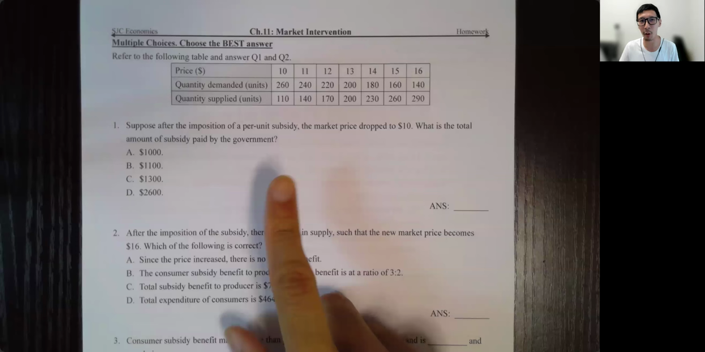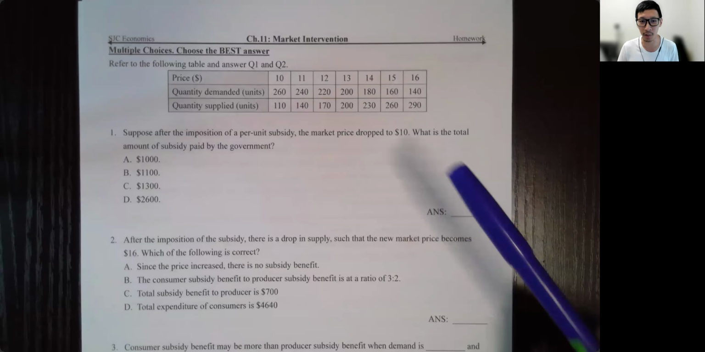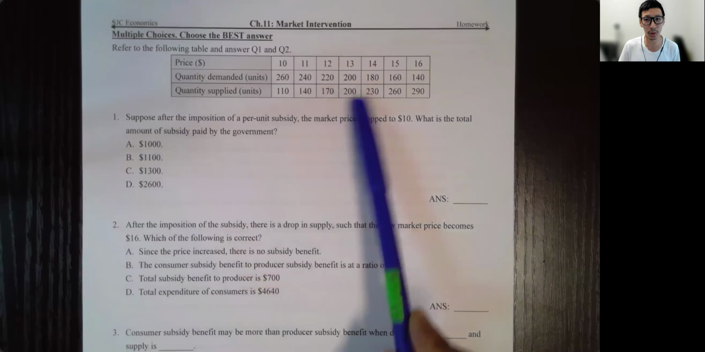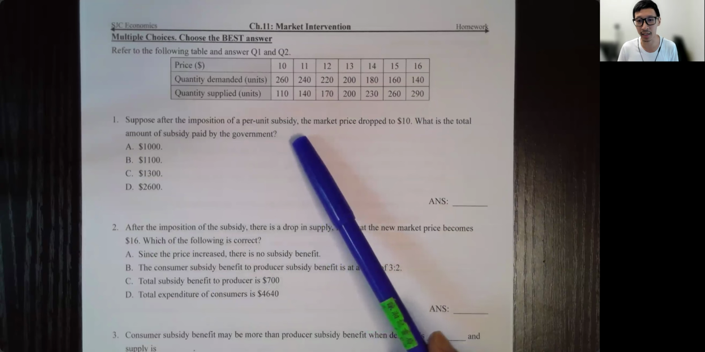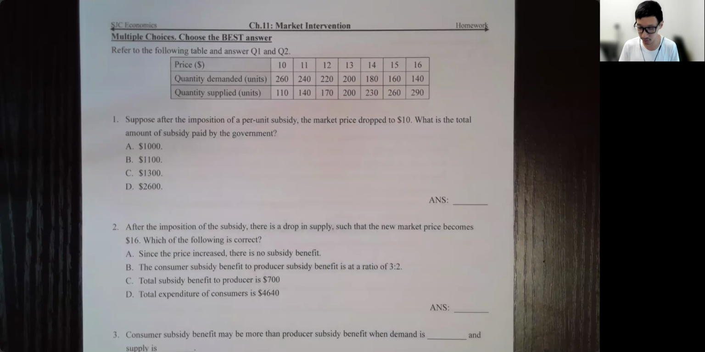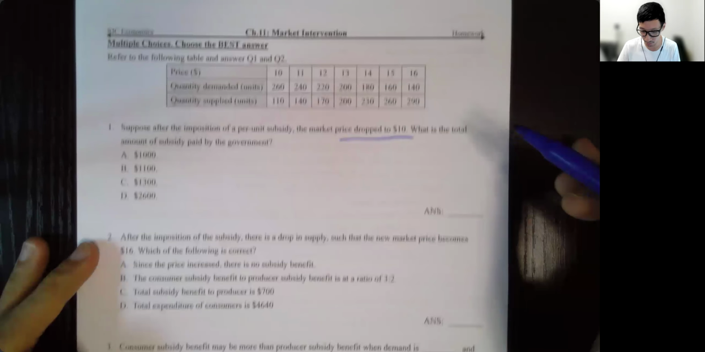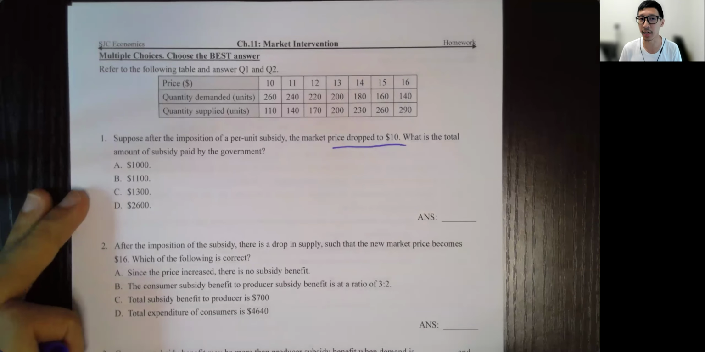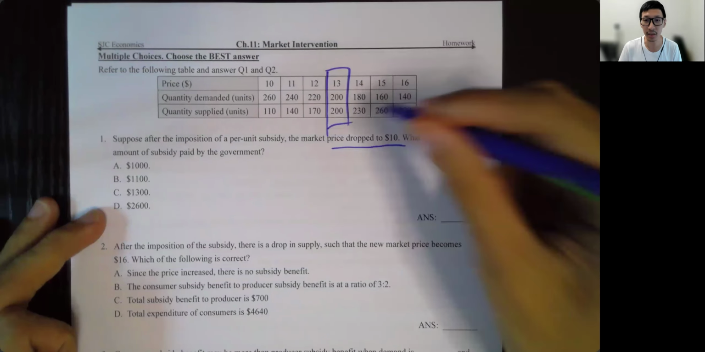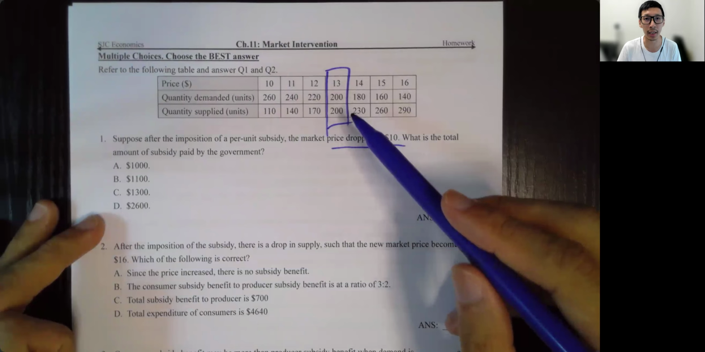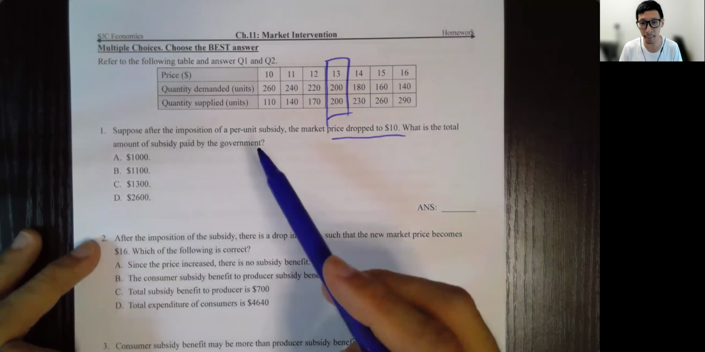Now in part 4, when we talk about per unit subsidy, first of all, let's take a look at the MC questions. As usual, you're given a table, and suppose after the imposition of a per unit subsidy, the market price dropped to $10. Okay, now this is a very important information. Dropped to $10. Originally, where was the equilibrium price? It was here, $13, and we have 200 units.